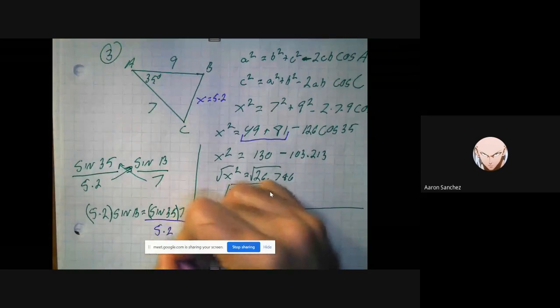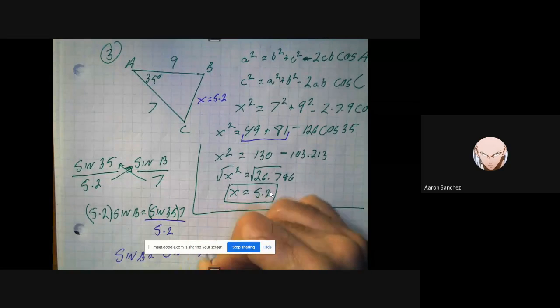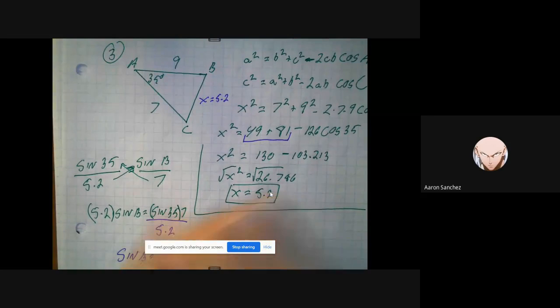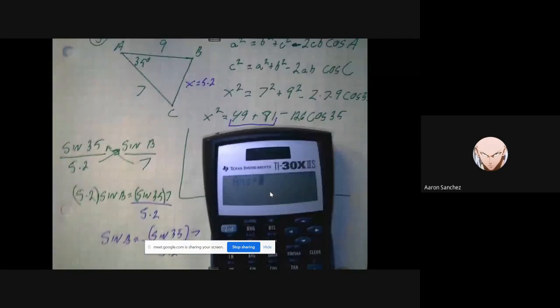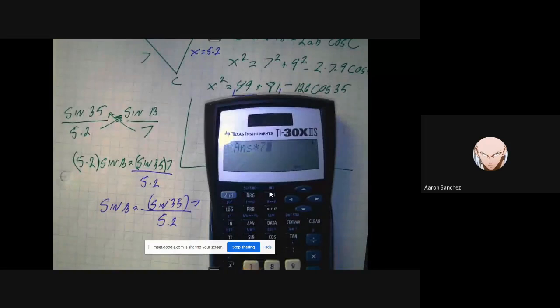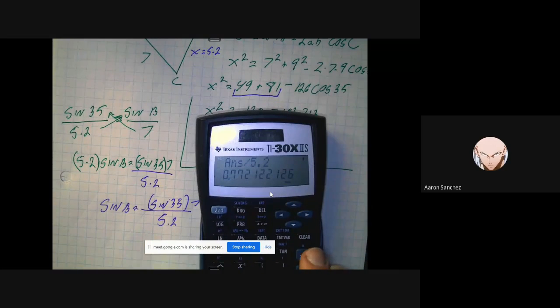You divide by 5.2. Sine B equals sine 35 times 7 divided by 5.2, and then you have to do the inverse. Here's how I use my calculator. I go sine 35, hit equals, times 7, then I divide by 5.2. That equals 0.7721. To get rid of that sine, do inverse sine, put in that answer, and equals 50.5. That's how you do it.